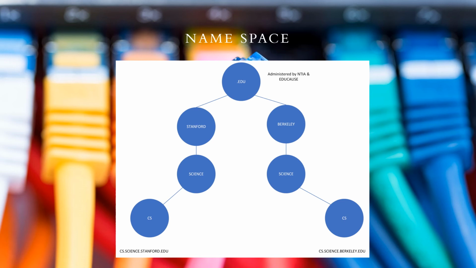Assume we have two universities like Stanford and Berkeley, each of which has a science college, and inside that college, they have a computer science department. Berkeley and Stanford get their name from a central authority such as EDUCAUSE, which has a cooperative agreement with the National Telecommunication and Information Administration (NTIA) for the management of the .edu domain namespace. Those universities can turn over the management of the internal domains to the respective departments. This way, divisions have control of their subdomains without interfering with other departments.